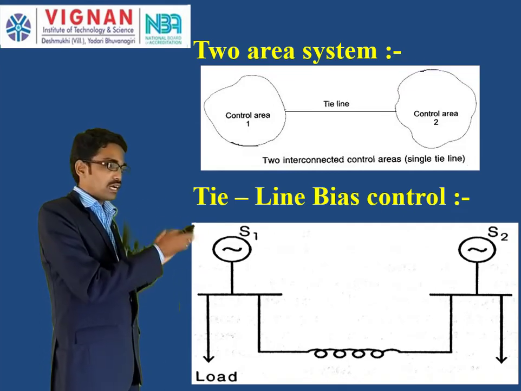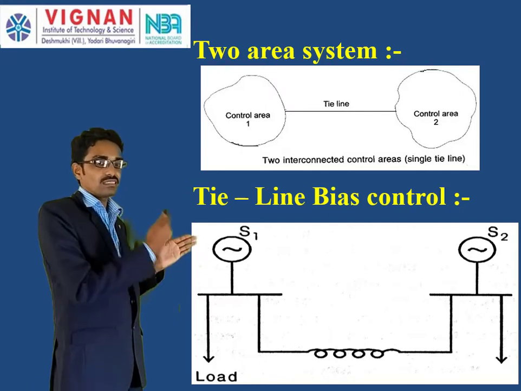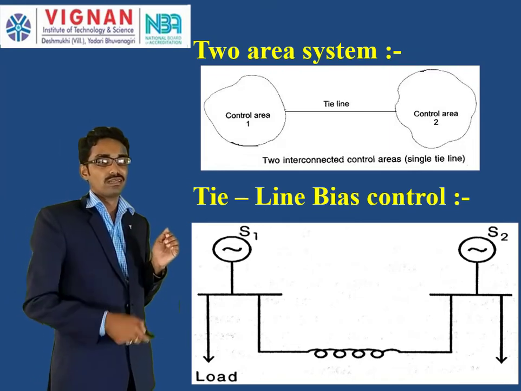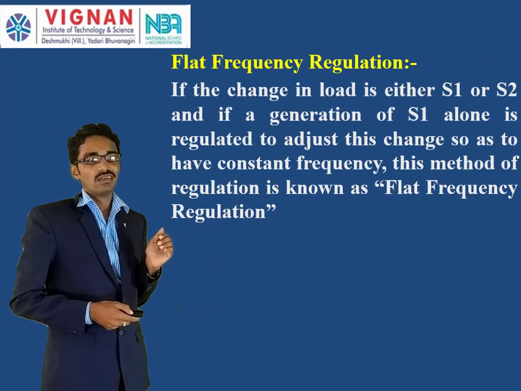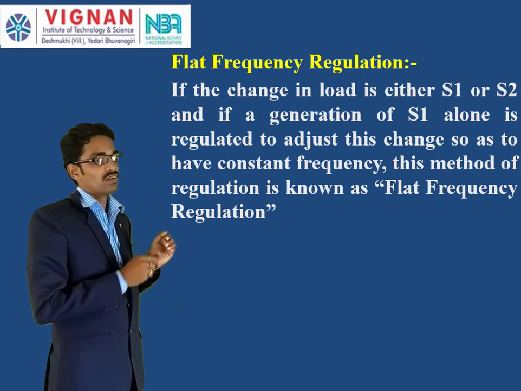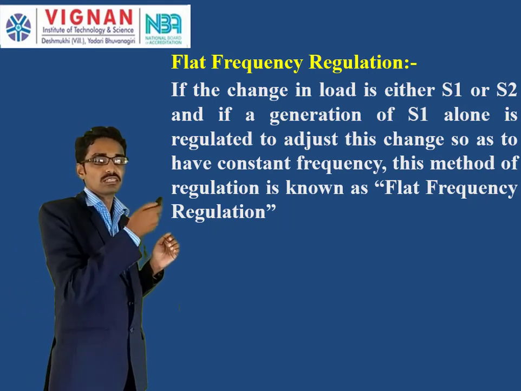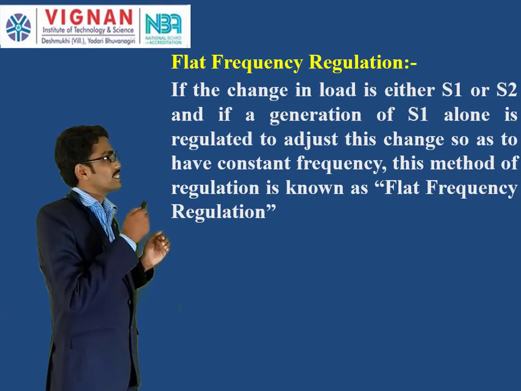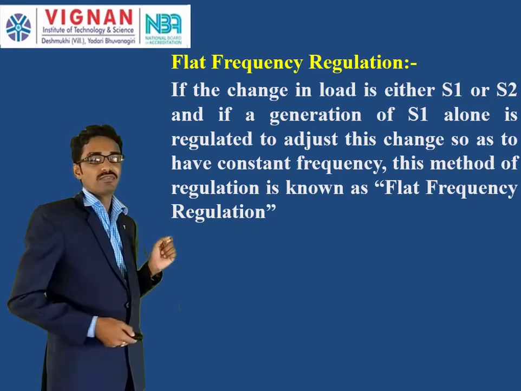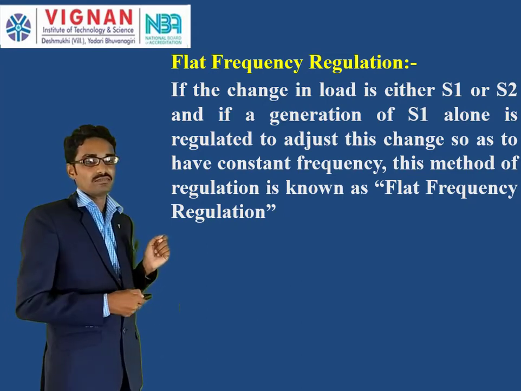Such a control, in order to maintain the frequency constant, is called flat frequency regulation. If the change in the load is in either S1 or S2, and only S1 is regulated, that is, the generation of S1 alone is regulated to adjust for the change in speed so as to have a constant frequency, this method of regulation is known as flat frequency regulation.